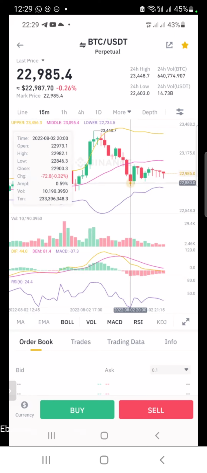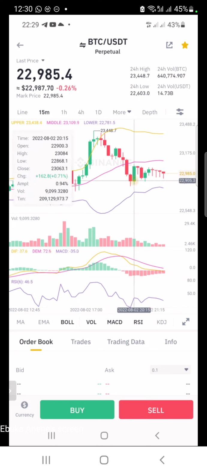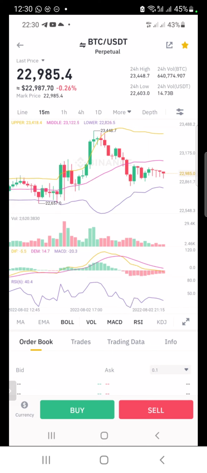Remember, I told you every candle has opening, high, low, and close. I discussed that with you people, right? Opening means where the candle opens, 22,900. High means the highest point it got to. Remember, I said that each candle, each time frame, represents what is happening in a particular time frame.